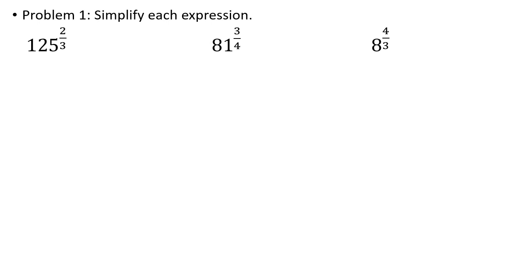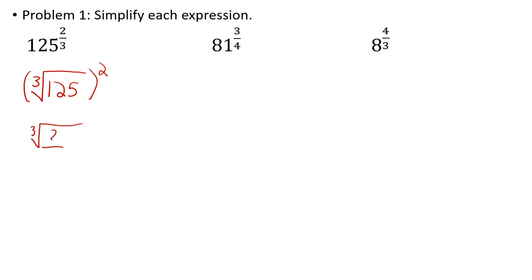Okay, now to simplify some problems. We have 125 to the 2 over 3. Step 1, write it as a radical. Index is 3, you have 125, exponent is a 2. To cancel out a radical, we have to have an exponent be the same as the index.